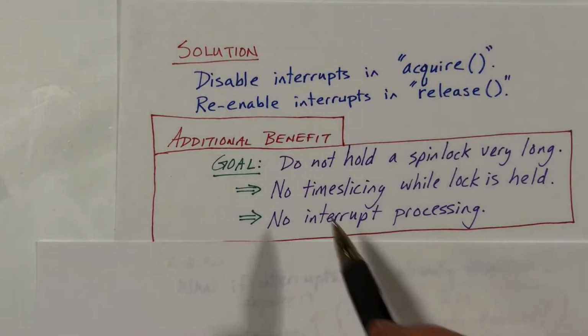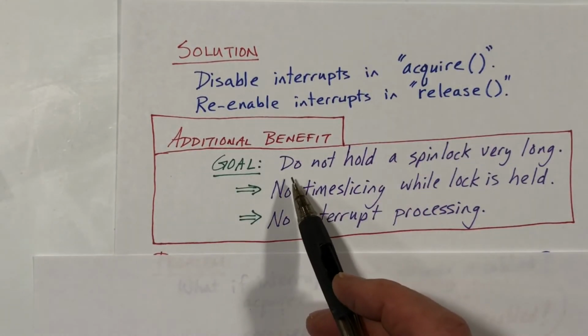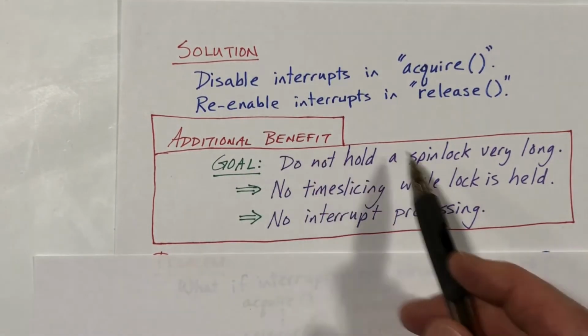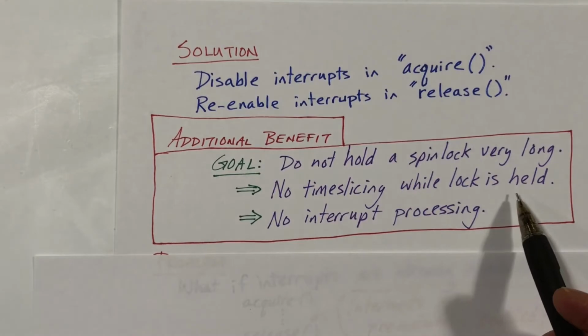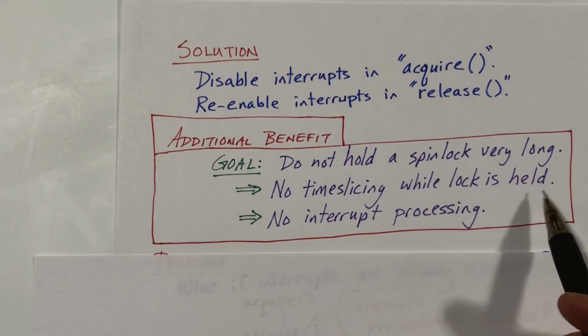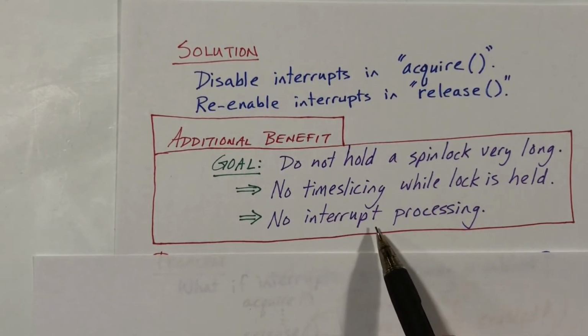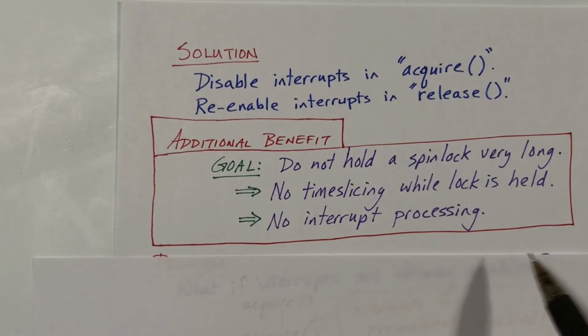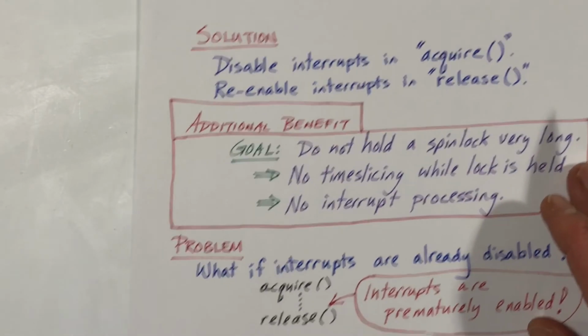This also has an additional benefit. We don't want to hold Spinlocks for very long, so by disabling interrupts, we are preventing time slicing from happening while the lock is held, and we are preventing interrupt processing from occurring. Basically, we're allowing the core to focus on the thread that is holding the lock and to complete its critical section without interruption quickly, and then release the lock.